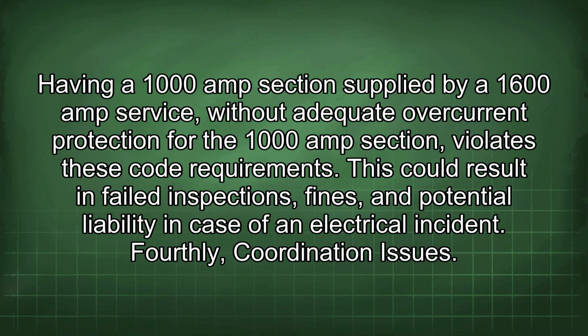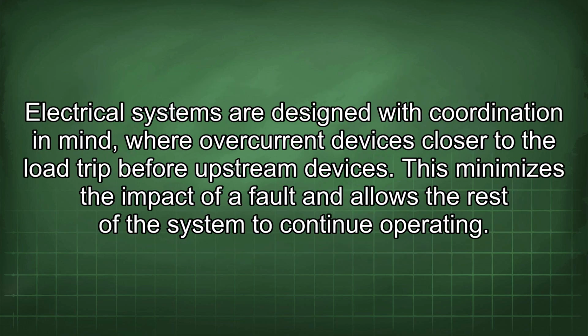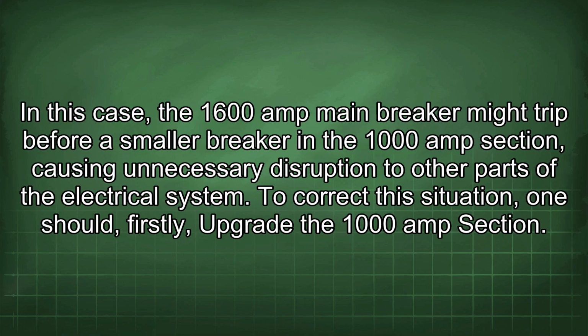Fourthly, coordination issues. Electrical systems are designed with coordination in mind, where overcurrent devices closer to the load trip before upstream devices. This minimizes the impact of a fault and allows the rest of the system to continue operating. In this case, the 1600 amp main breaker might trip before a smaller breaker in the 1000 amp section, causing unnecessary disruption to other parts of the electrical system.